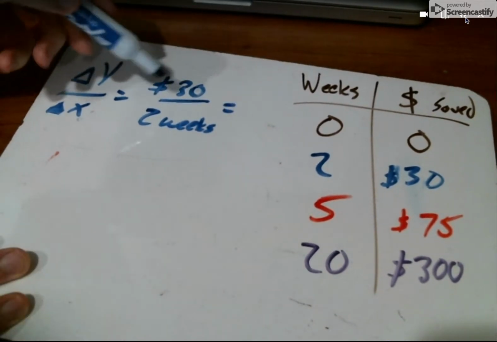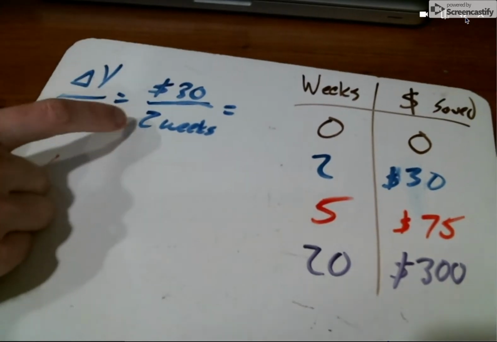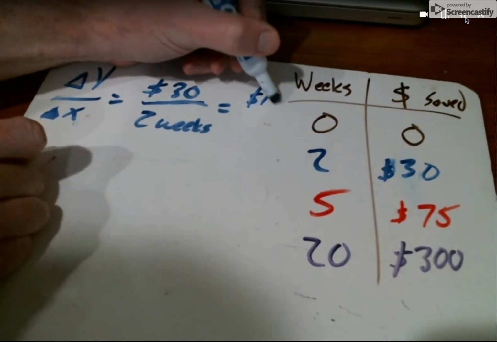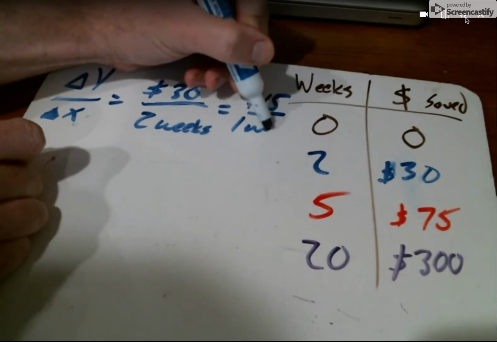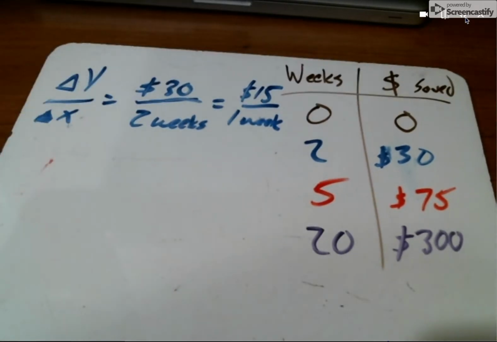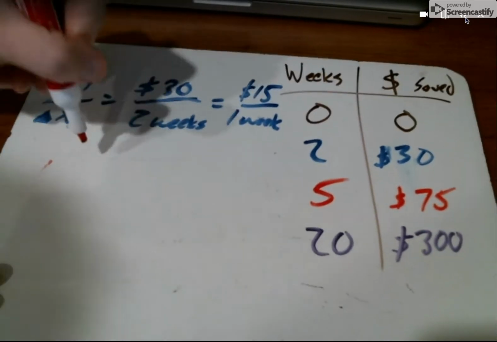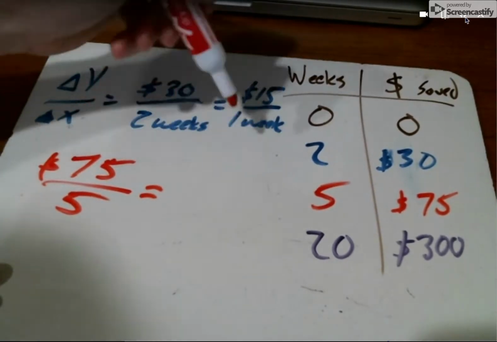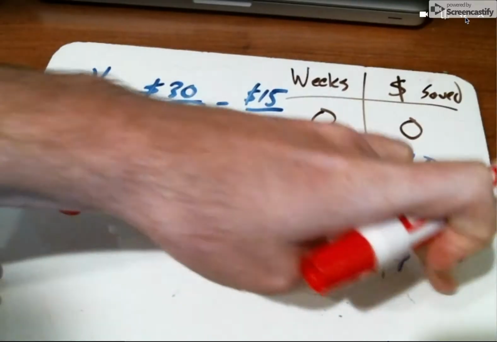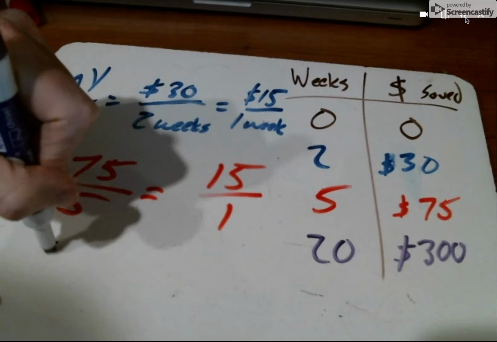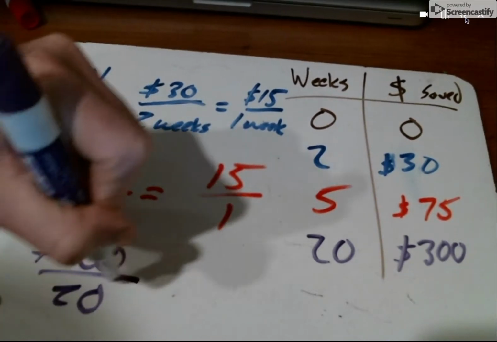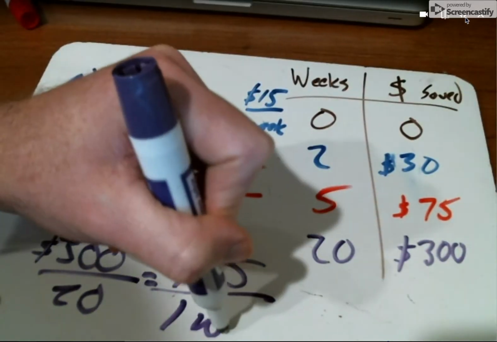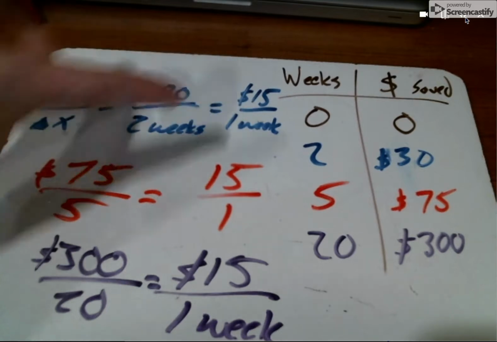We could simplify that. 30 divided by 2, any ratio or fraction is really a division problem, and in this case 30 divided by 2 works out to the same ratio as 15 per every 1 week. And we'd see if we took a look at some of the other data points, $75 in 5 weeks, if you did 75 divided by 5, that would also work out to 15 over 1. And when you do $300 at 20 weeks, he's still holding steady at that ratio of 15 per every 1 week. So it is a proportional relationship.